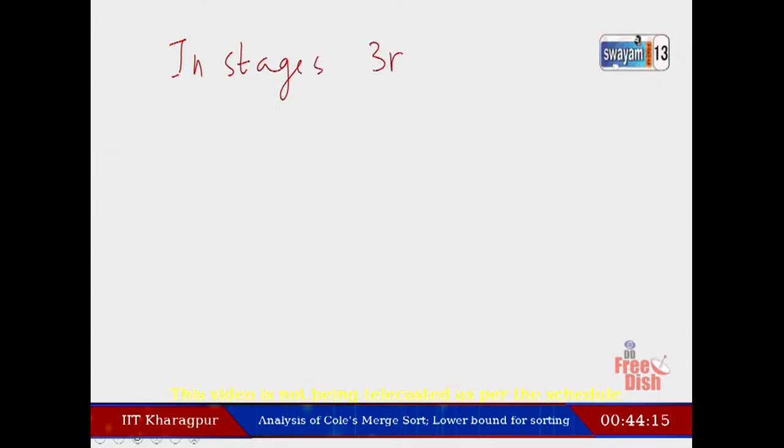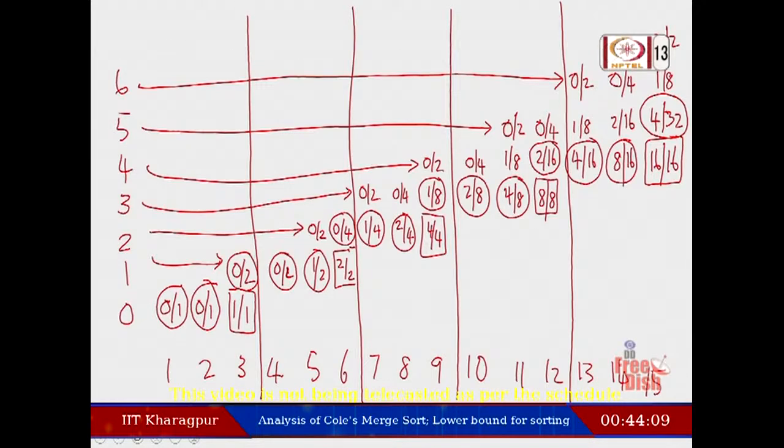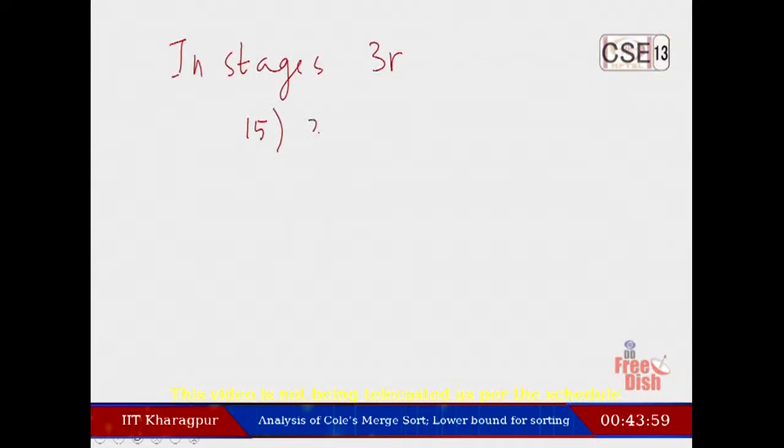In stage numbers of the form 3r, that is stage numbers which are multiples of 3, for example when we consider 15, we find that the cache sizes are decreasing: 32, 8 and 2. For example, in the 15th stage, the cache sizes are going 32, 8 and 2, which means the cache sizes are falling by a factor of 4 as you go from children to the parents.